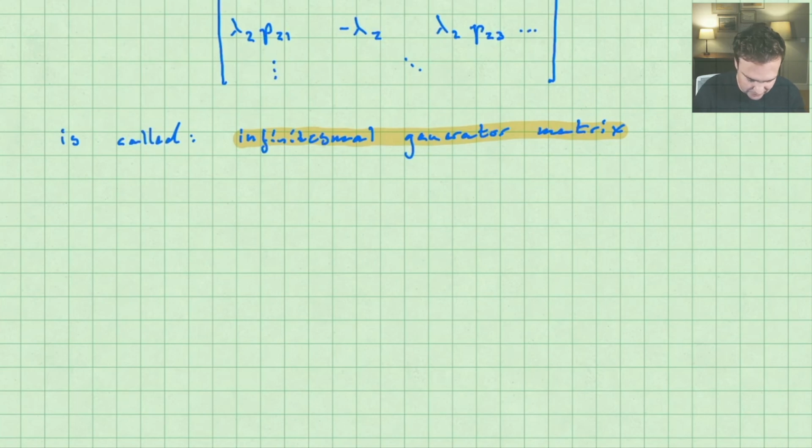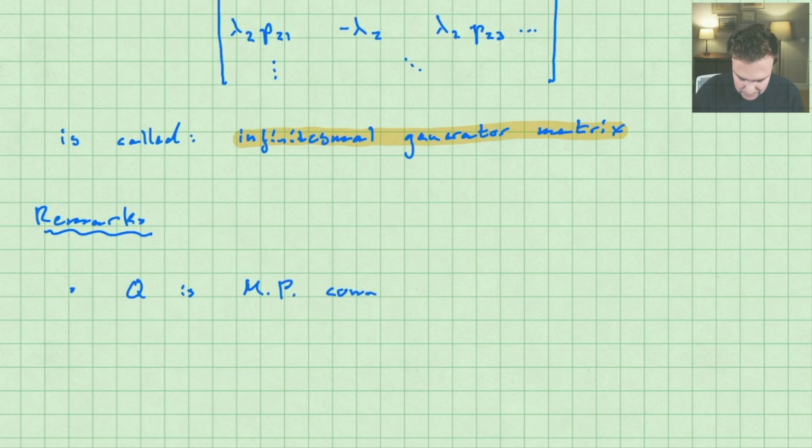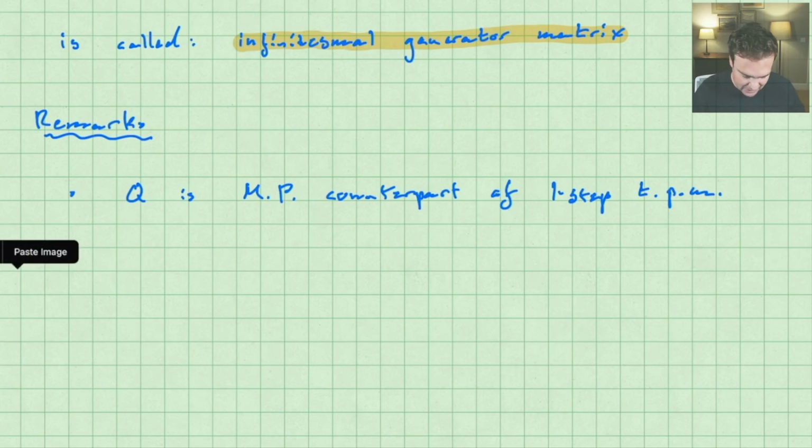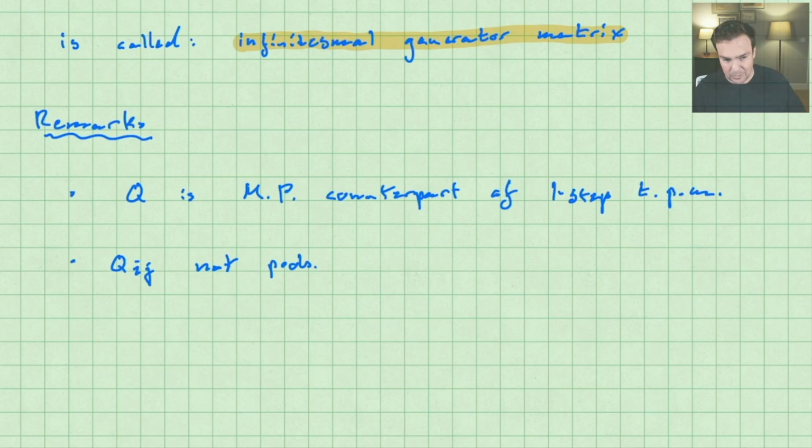So I'm just going to make some remarks. Q is, in some sense, the Markov process counterpart of a one-step transition probability matrix. That's a bold statement; I'm not really telling you what it is. The Q_ij's are pretty clearly not probabilities, because some of them are negative. So they're not a bunch of probabilities.